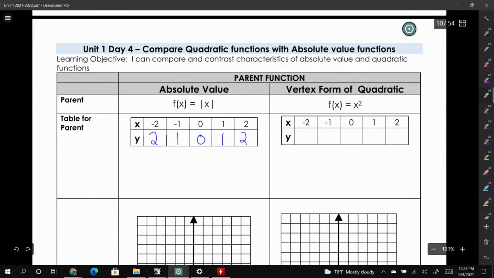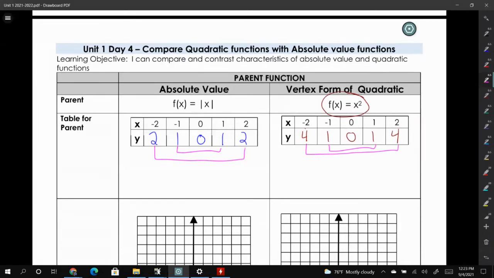The table for a quadratic function, we're going to plug in our x values into the function up here. -2 squared is 4. -1 squared is 1, 0, 1, and 4. So you may notice some similarities. Firstly, we see that there is some symmetry between them. We have the same thing over here with the quadratic function.